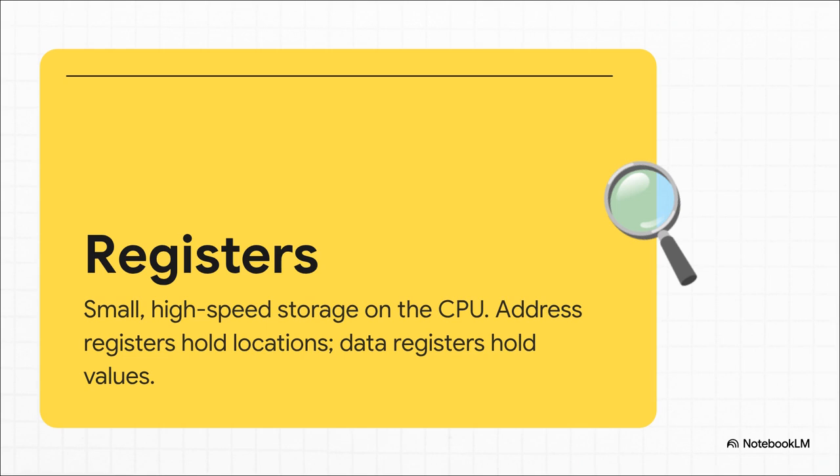And where does the CPU do its immediate moment-to-moment work? That happens in the registers. These are tiny, lightning-fast storage spots right there on the chip. Some of them hold memory addresses, basically telling the CPU where to find information, while others hold the actual data it's crunching right at that second. It's kind of like the CPU's own personal scratchpad.